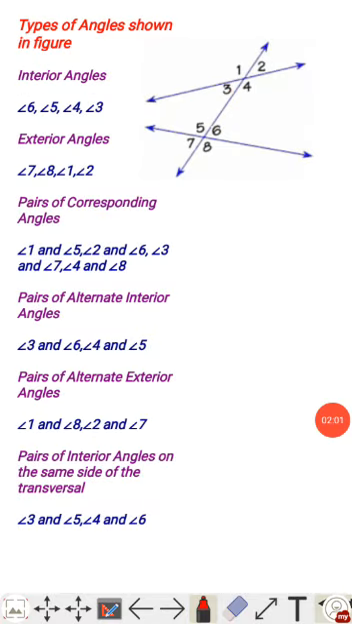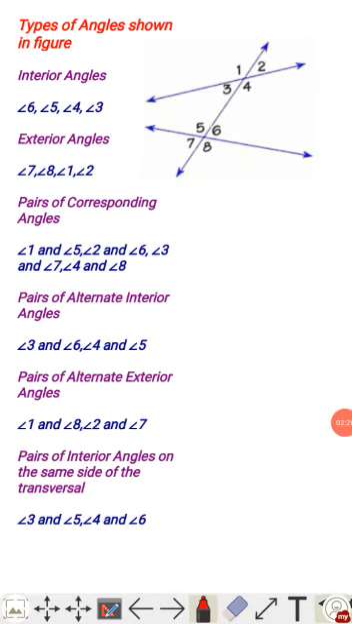Now the next is exterior angle. Exterior means outside angles, right? So you can see the 4 different exterior angles: angle 7, angle 8, angle 1, and angle 2. As these all are outside, they are said to be exterior angles.